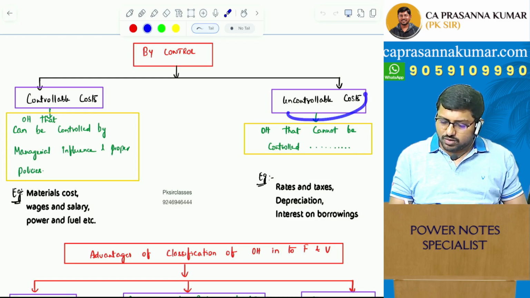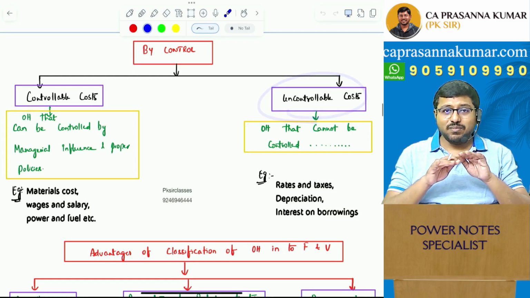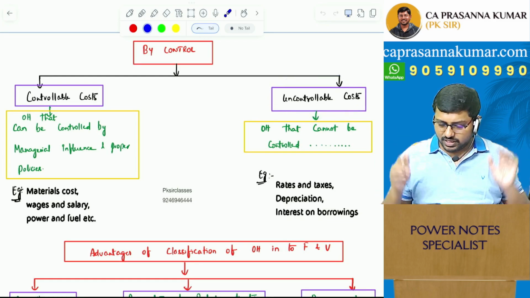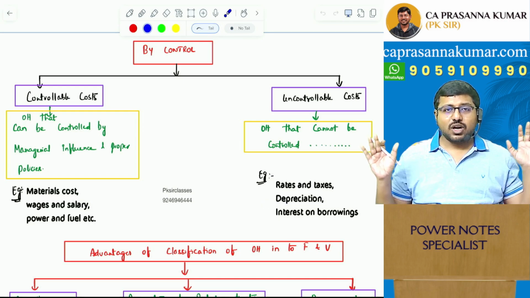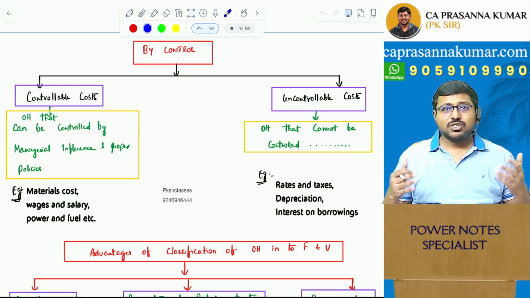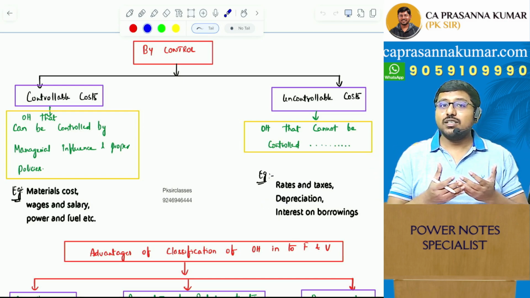Whereas, what do you mean by uncontrollable cost? It's completely outside the control of the company. For example, rates and taxes. Is it within the control of the company? Obviously not. Depreciation. Once you start using the machine, if there is a depreciation based on effects of time, then it is not in your control.